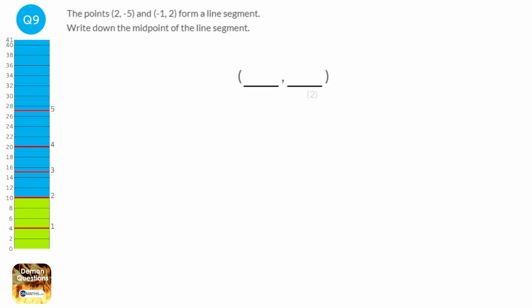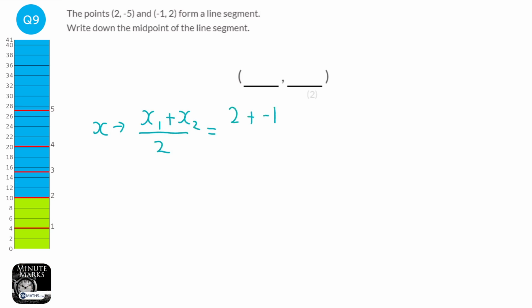To find the midpoint, we can use this simple formula. We're going to start off by finding the midpoint for the x component. The formula is just adding the two x coordinates and dividing by 2. So we've got 2 plus minus 1, divided by 2. And that's going to be 1/2, or 0.5.